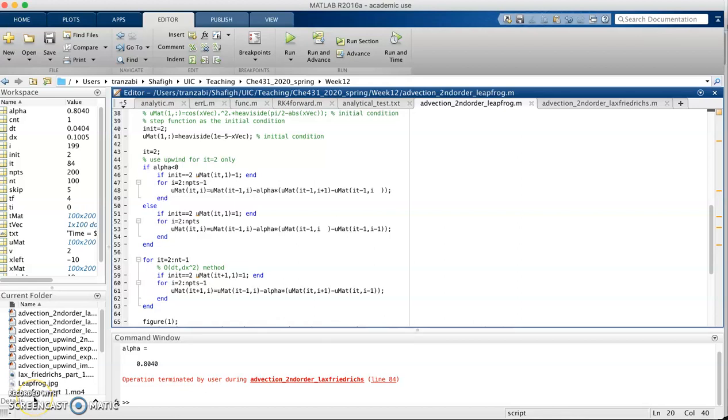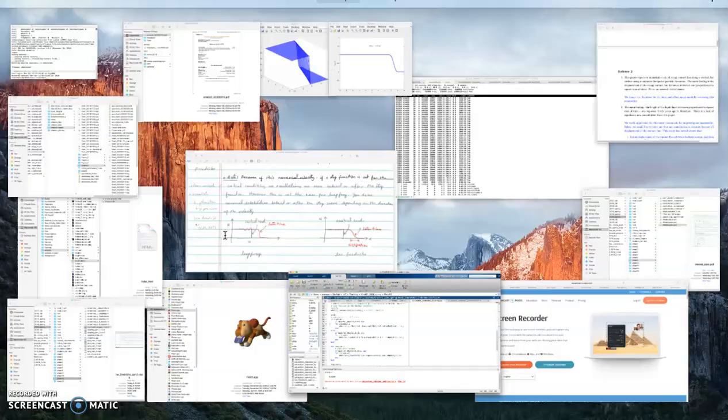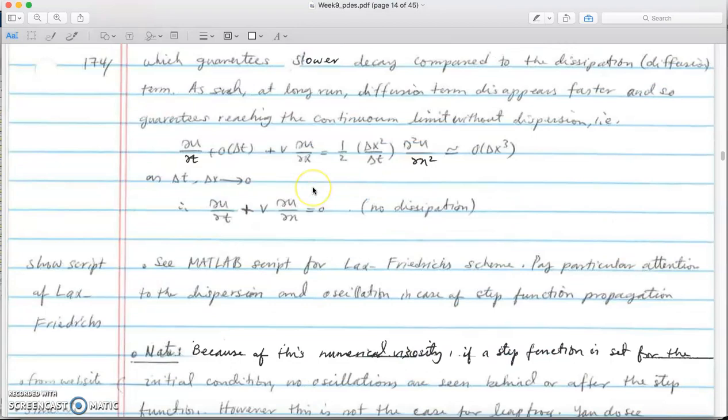Are we talking about the rest of the MATLAB script to implement the leapfrog method to solve the advection equation? We talked about how to create two sets of initial conditions, because we need the values at time n and n minus 1 to create the values at n plus 1. So that was about leapfrog. If you remember, go back to the lecture notes and look at how leapfrog is implemented.